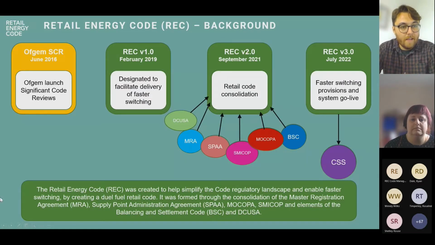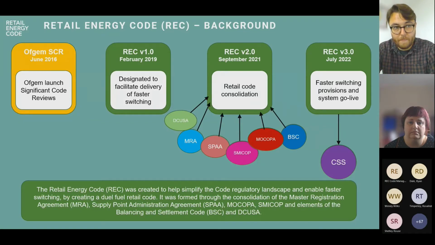Back in 2016, Ofgem launched their significant code reviews, the process which provided the tools for Ofgem to initiate industry-wide code reform. One of the key recommendations from the significant code reviews was the introduction of a dual fuel retail code that would help simplify the code landscape through code consolidation and enable faster switching.